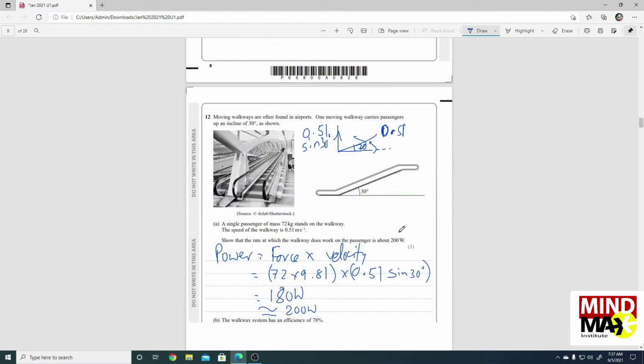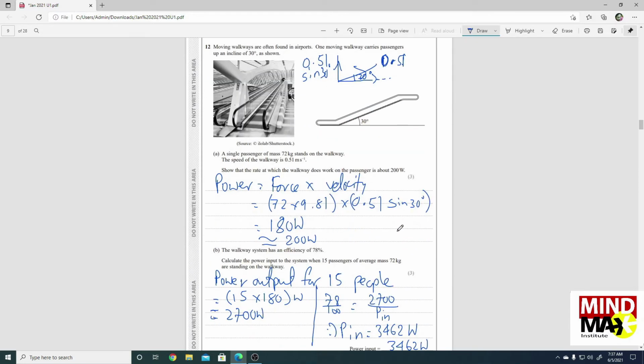Next one is number 12. In number 12, they are asking us to find the rate at which the passenger does work. Rate of work done is power, right? So power is force multiplied by velocity. Force is given; it is the weight of the person. Weight of the person is mass times g. Because the person is getting lifted upwards, the weight is acting downwards. It doesn't matter if the person is going upwards or standing still, the weight will always act downwards, right?